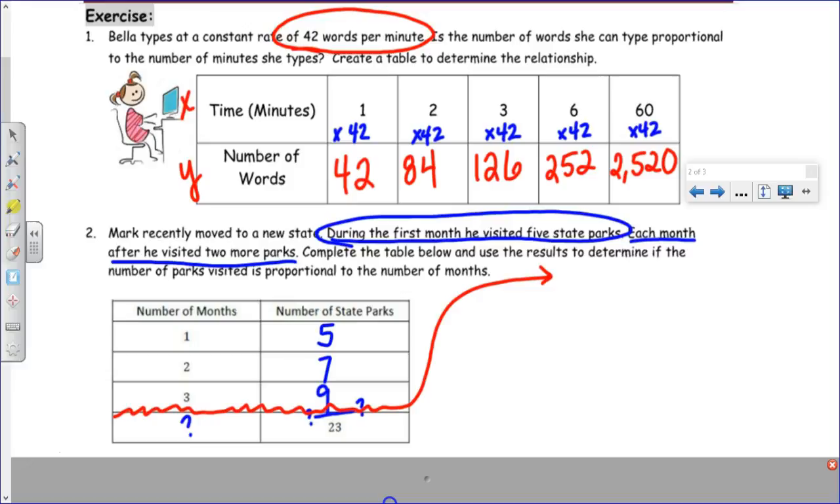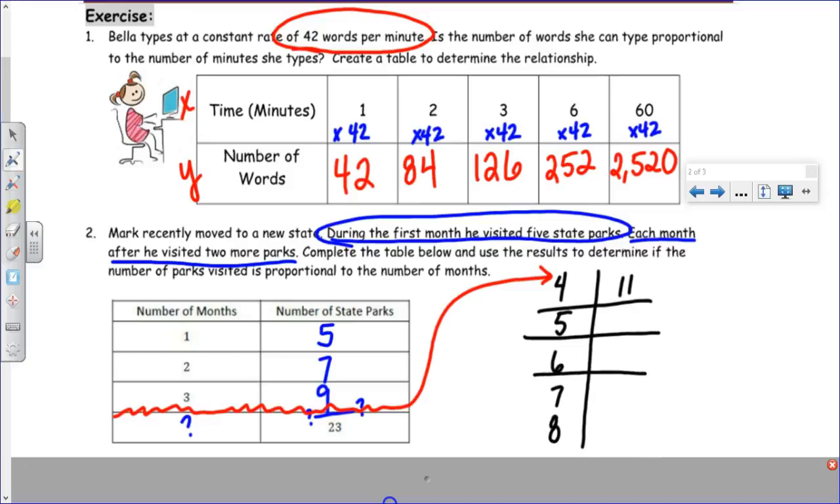So let's keep going. It said after 3 months, it was 9 state parks. So let's say 4 months. That would be 11 state parks, okay, because every month is another 2. So then 5, 6, let's fill in a few so we can be efficient here. Okay, and then the parks is going up by 2, so 13, 15, 17, 19, at least we're getting there, right? Our goal is to get to 23.